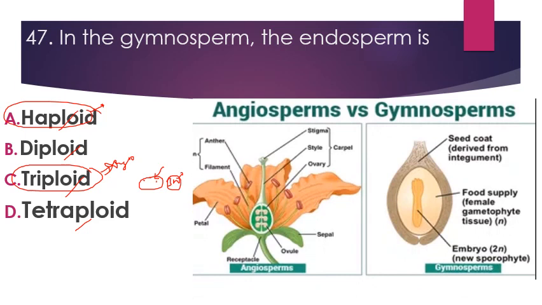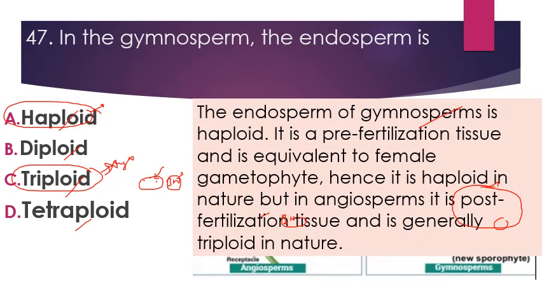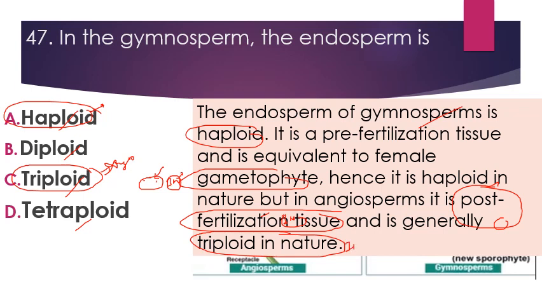So in case of gymnosperm, this endosperm or nutritive tissue is haploid and is formed prior to fertilization, while in case of angiosperm this is triploid and is formed after fertilization. So the endosperm of gymnosperm is haploid, and it is a pre-fertilization tissue, equivalent to the female gametophyte, hence it is haploid in nature. But in angiosperm, it is a post-fertilization tissue, fertilization के बाद बनता है, and is generally triploid in nature. So this is the important difference between the endosperm of gymnosperms and angiosperms.